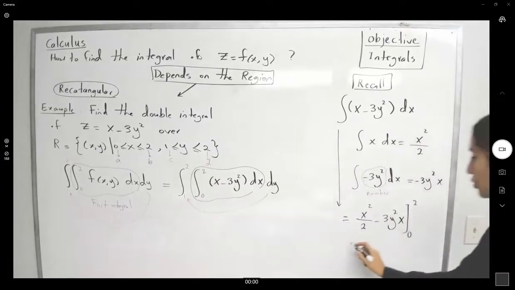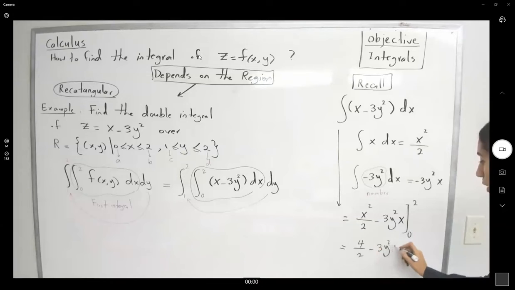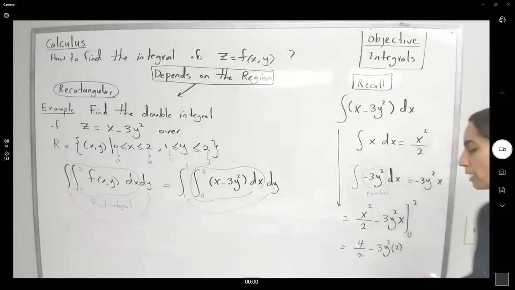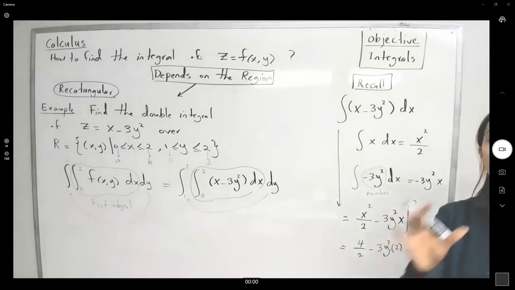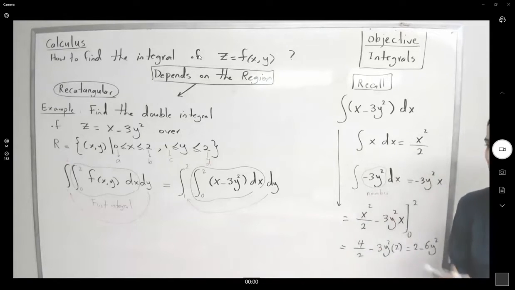Well, if I plug in 2, what do I get? I get 4 over 2 minus 3y squared times 2. If I plug in 0, both of these terms are equal to 0, so I'm not worried about this. So I get 2 minus 6y squared. This is the calculation of the inner integral.